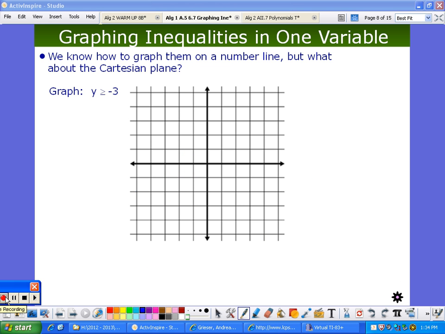Y greater than or equal to negative 3. Now the rules here are the same. Graph it like with an equal. Y equals negative 3. What does that look like? It's a line. Every point has a line in it.